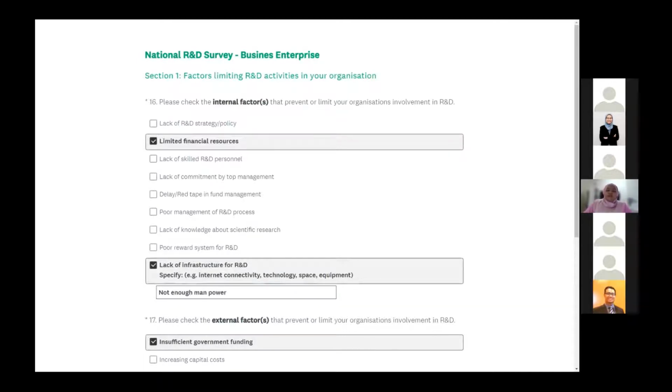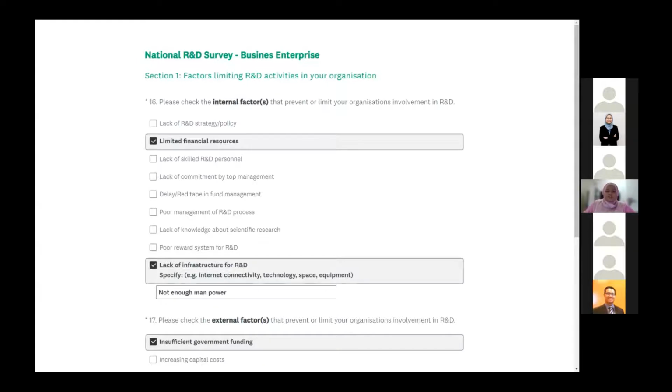Internal factors could mean financial resources, where you might have money in your company, but there is no allocation or budget or percentage that is gazetted for research. Or lack of infrastructure means maybe your company does not have the tools, or maybe does not have enough manpower to carry out such research. That is for internal factors.